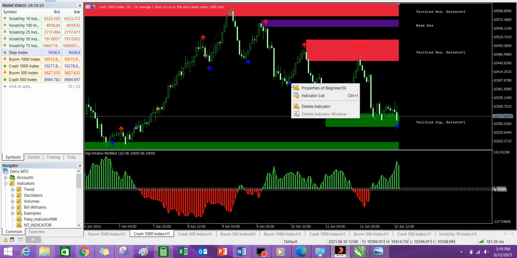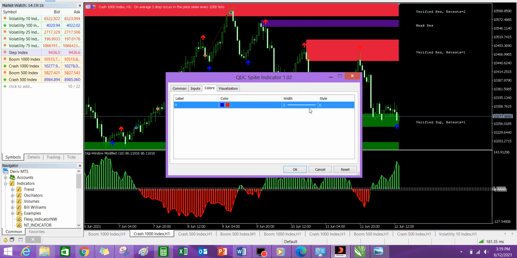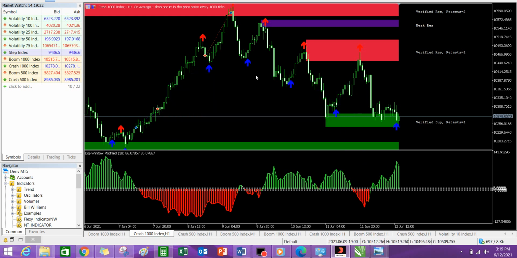Okay, let me increase the font of the arrows so that you guys will get to see it properly. Okay, let me change the size to 5. Okay, bam, yeah, that is it. Okay, that is the way it works.